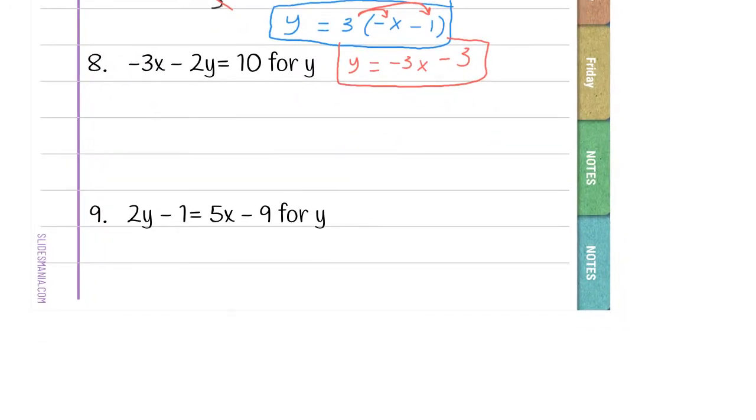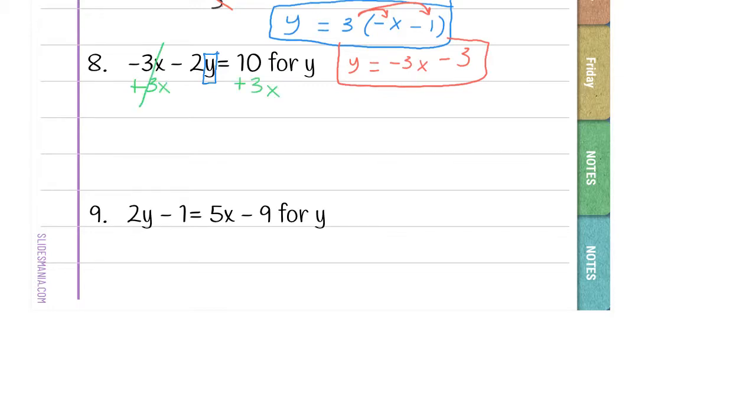Now, for number 8, negative 3x minus 2y is equal to 10, and you need to solve for y. So put a box around your y. And I'm going to move everything that's not in the box to the opposite side. What do I start with? Well, I start with whatever is further away from that boxed y. So that is this negative 3x. How do I move this negative 3x to the opposite side? Well, I need to do the opposite operation. So it would be plus 3x on both sides.